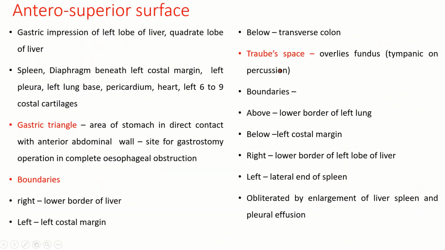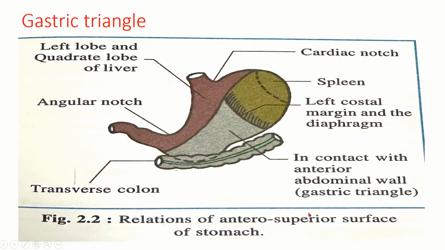Then you can see the Traube space. It overlies the fundus and it is tympanic on percussion. Boundaries: above will be the lower border of the left lung, below will be the left costal margin. On the right side it will be the lower border of the left lobe of liver, and on the left the lateral end of spleen. It will be obliterated either by enlargement of the liver, enlargement of the spleen, or by pleural effusion. You can see here.